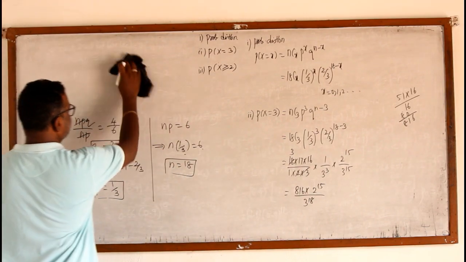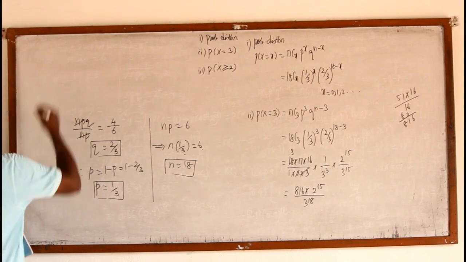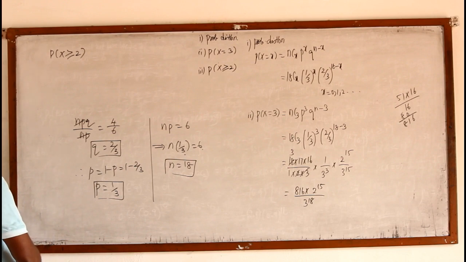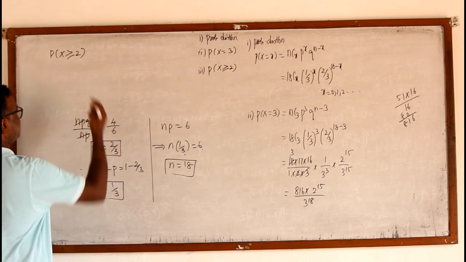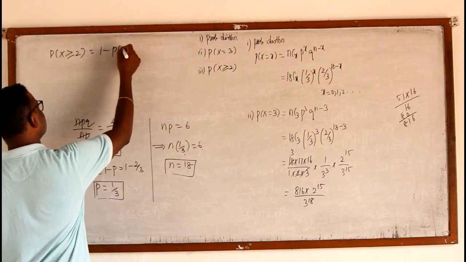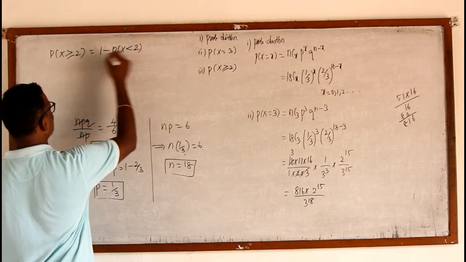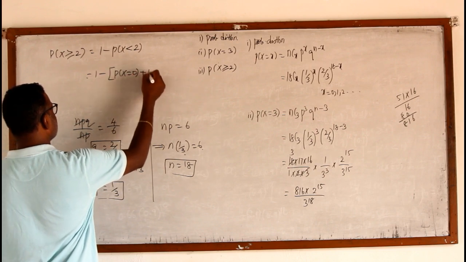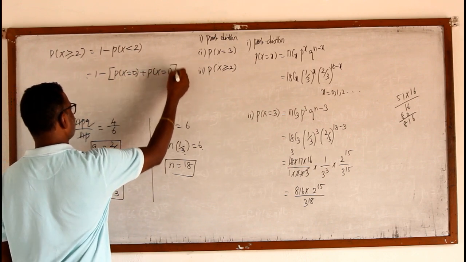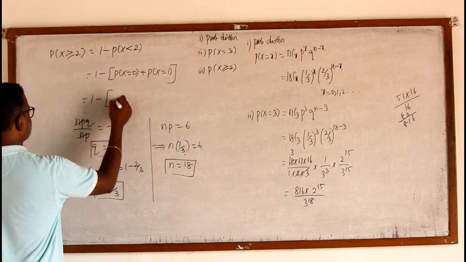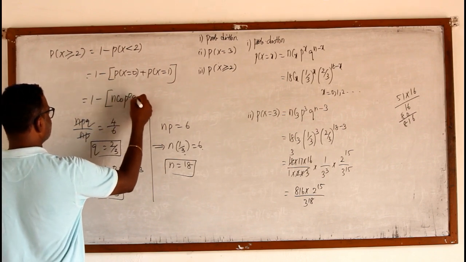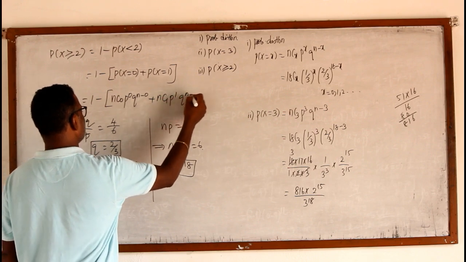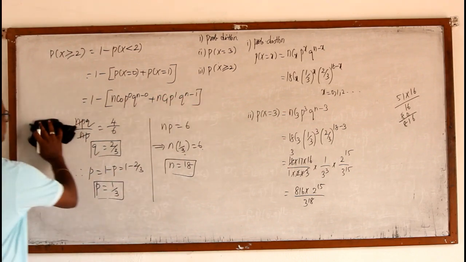Now the third question. P of x greater than or equal to 2. When it's 2 till 18 we have to find out, it is impossible. So we shall go for the next part, P of x less than 2, 1 minus. What are they? P of x equal to 0 and P of x equal to 1. It is 1 minus NC0 P power 0 Q power n minus 0, plus NC1 P power 1 Q power n minus 1.